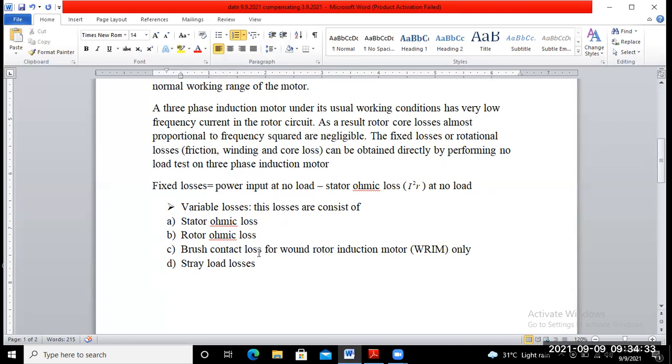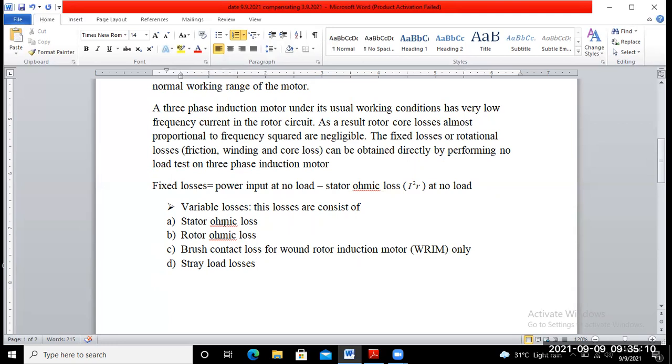And the last one is a very small amount of loss, the stray load loss, so that may be neglected in comparison with the power rating of the motor. And the third one we already explained: if mentioned, then maximum 1 to 2% of the power rating, so you may consider it in your problem. Otherwise, you will consider only the stator and rotor ohmic losses.